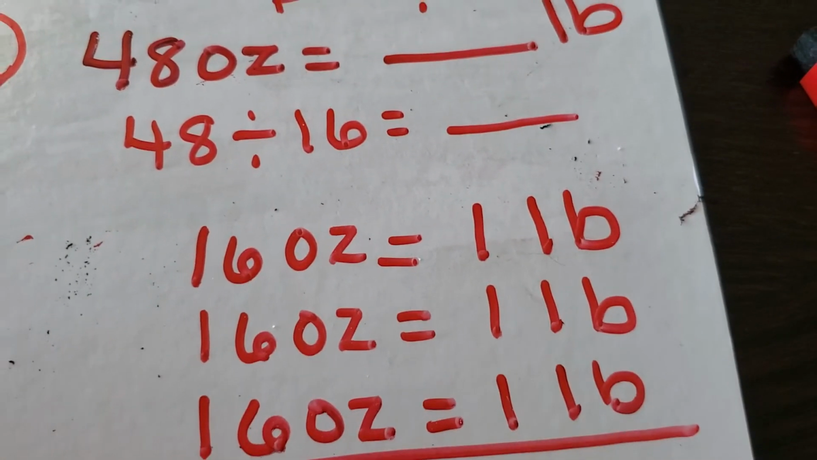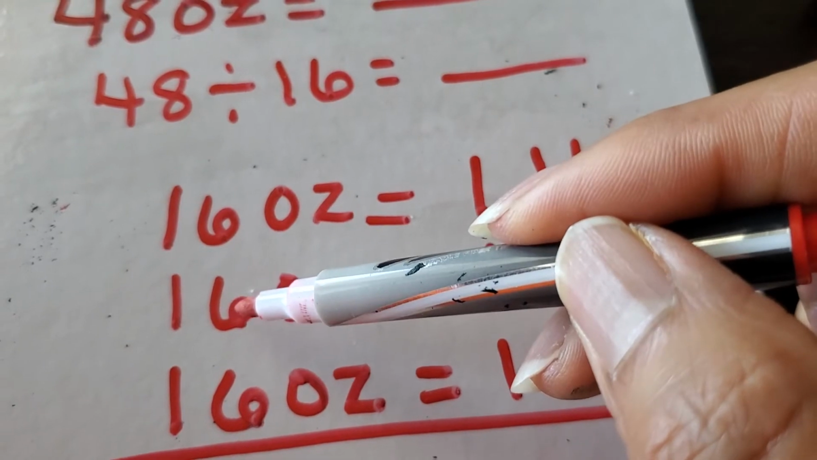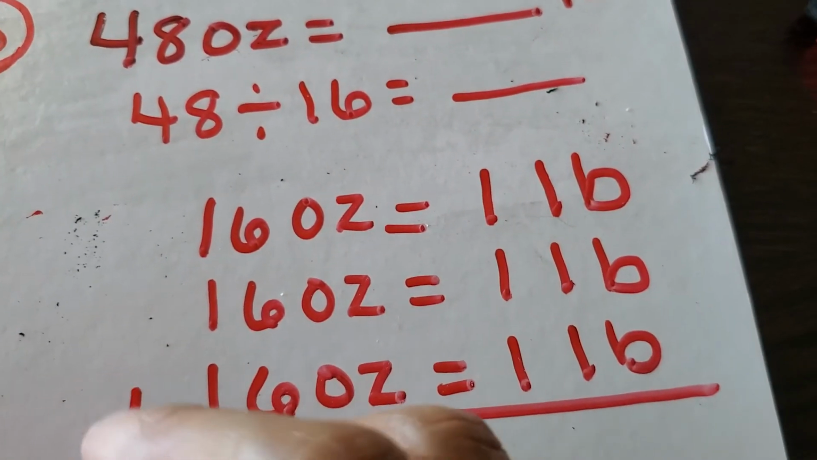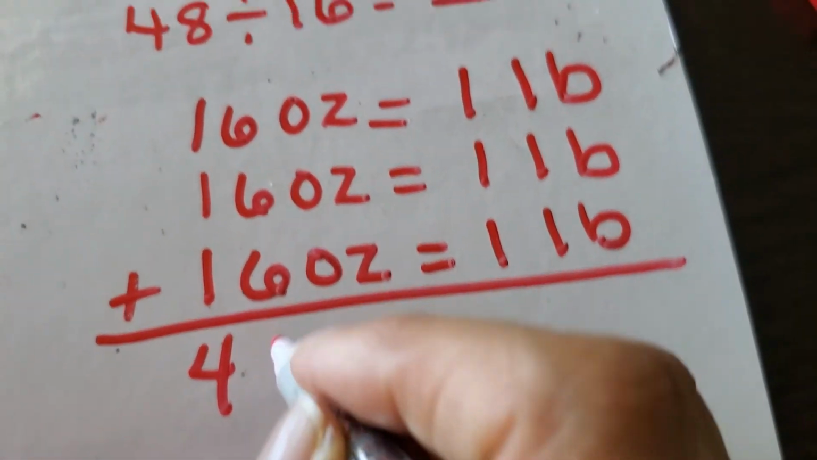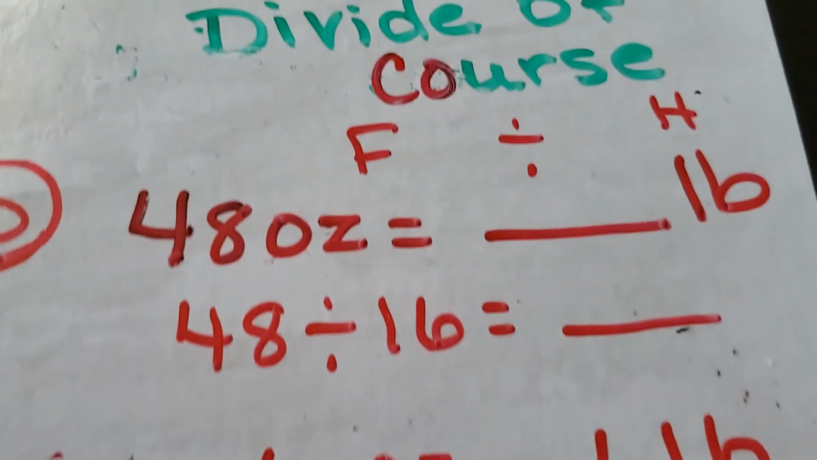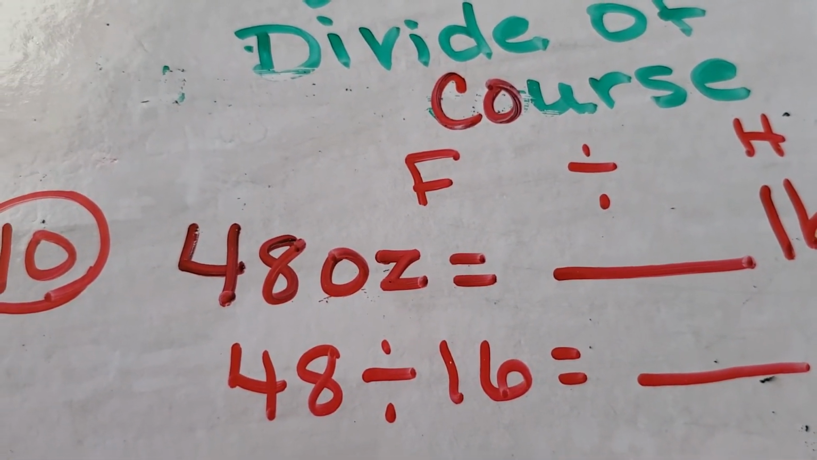And you're probably thinking, well, how do I know how far to go? But I'm adding in my head as I'm going along. I know 16 plus 16 is going to give me 32. And then 32 plus 16 is going to give me what? 48. You see? Isn't that our problem? 48 divided by what? 16, right?